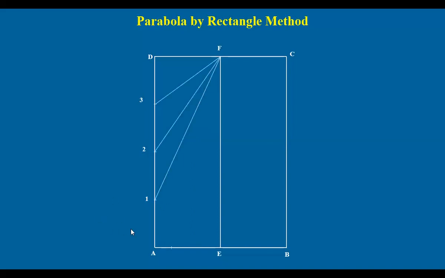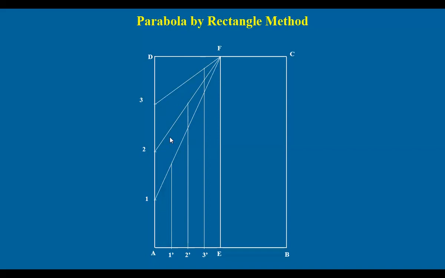Similarly, divide AE into the same number of equal parts, 4 parts. Name them from A: 1 dash, 2 dash, 3 dash. Now, passing through 1 dash, draw a line perpendicular to AB or parallel to AD, up to the first line. Through 2 dash, draw another line up to the second line, and 3 dash up to 3. Now you get 3 intersection points here, and they are on the curve.